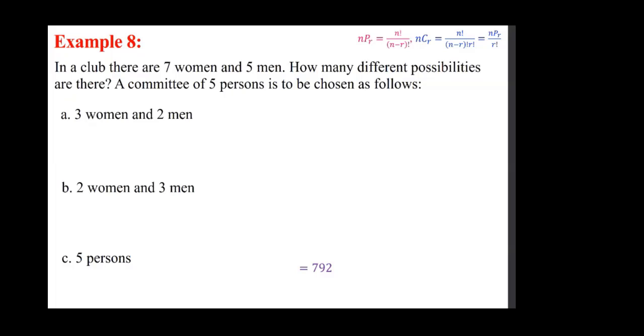A committee of 5 persons is to be chosen as follows. A, 3 women and 2 men. B, 2 women and 3 men. And then C, 5 persons. So let's see how this thing works.